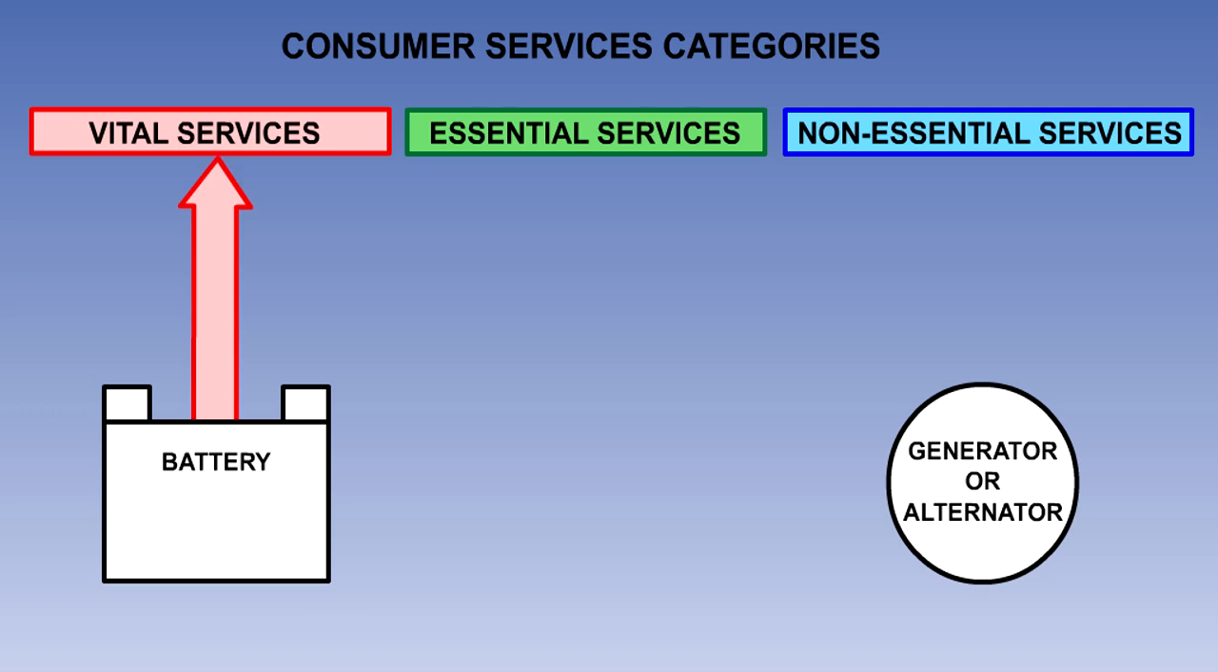Vital services are those which would be required after an emergency landing. For instance, emergency lighting and the electrical operation of fire extinguishers. These services are connected directly to the battery.